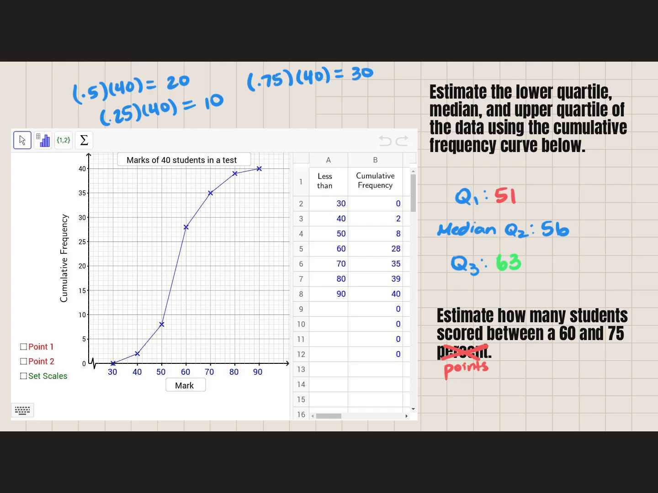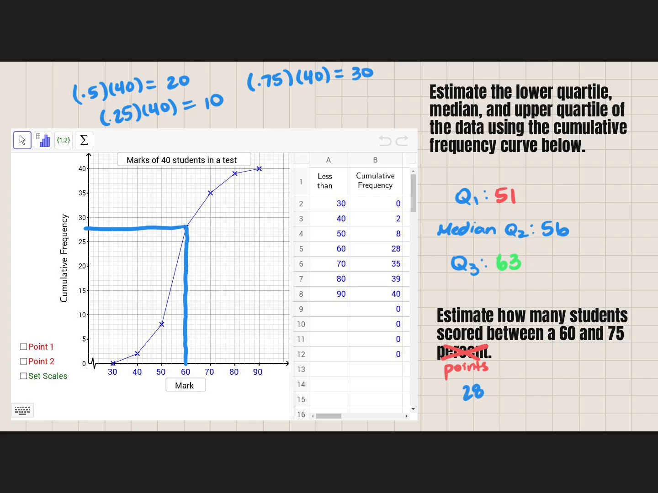So if I want to know how many students, well, I'm going to find how many students scored less than 60. So I'm going to go up from 60, and that's actually conveniently marked for me. And that looks to be right around 27-ish, 28. I think there was about 28 people. So 28 scored less than 60.